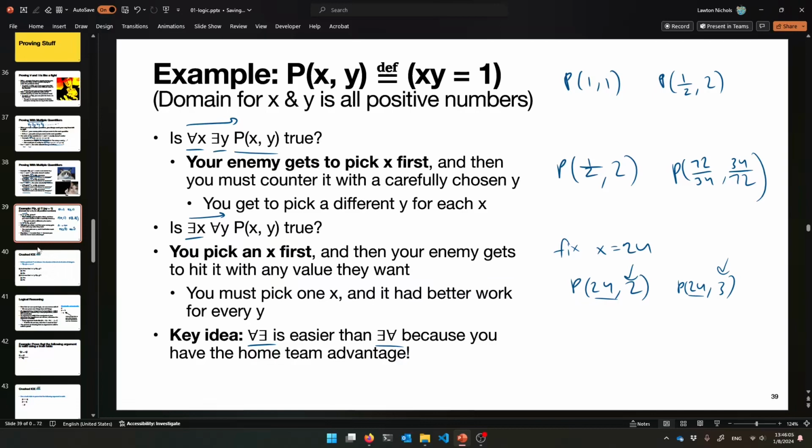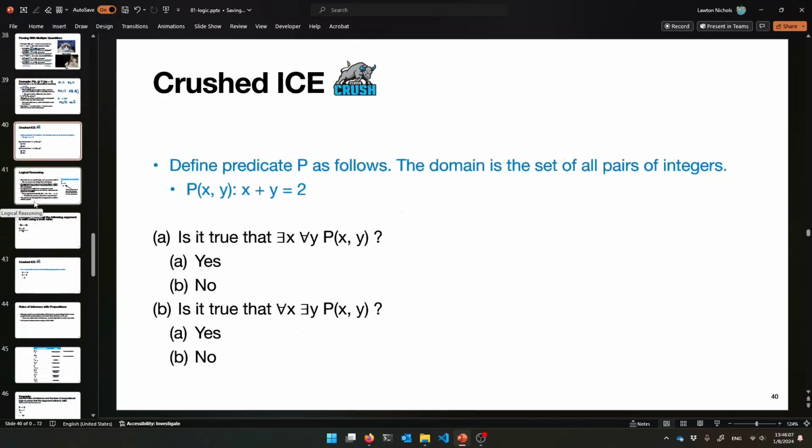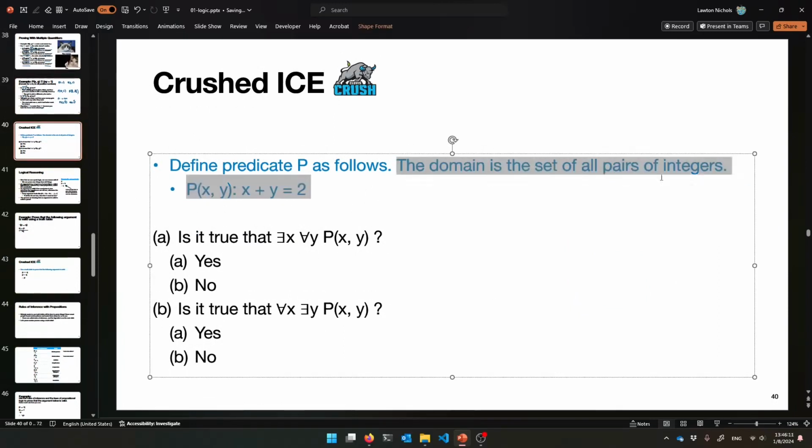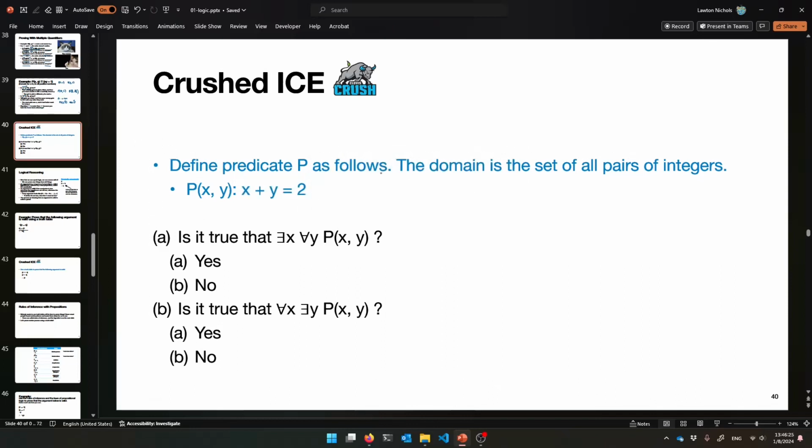Okay? So with that, here's a question for you. You try it now. Let's define this predicate P like this. Let's say that the domain of P is every pair of integers. So x is an integer, y is an integer, whole numbers, could be negative, could be 0. P of x,y is defined to be x plus y equals 2. Let's give some examples. For example, P(1,1) is a true statement, because 1 plus 1 is 2. P(0,2) is a true statement, because 0 plus 2 is 2.